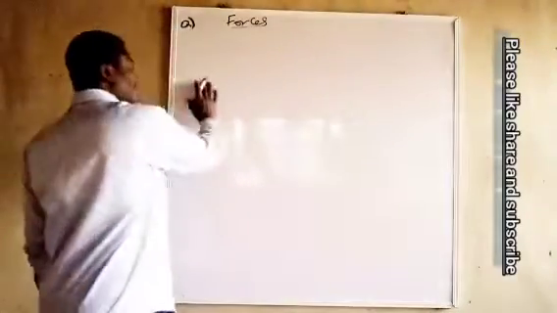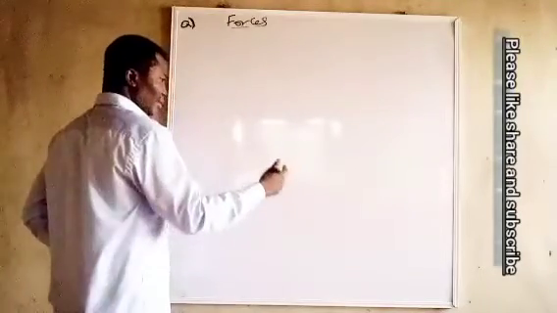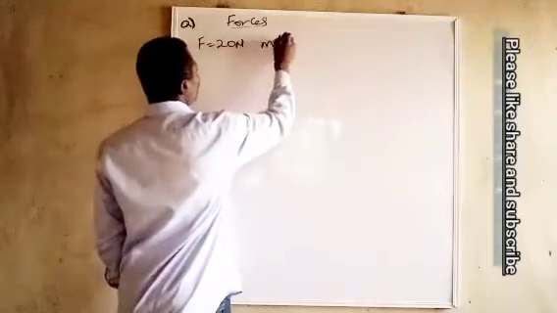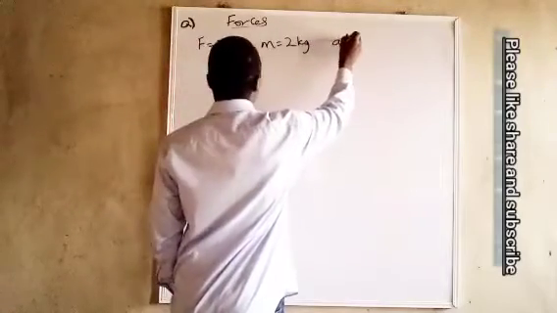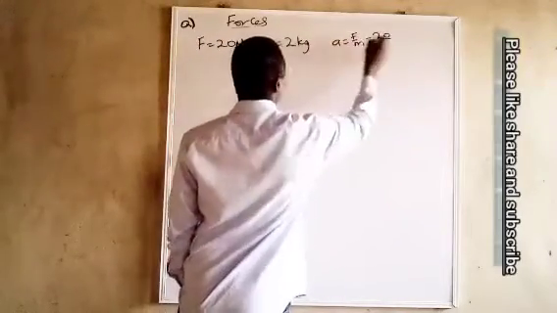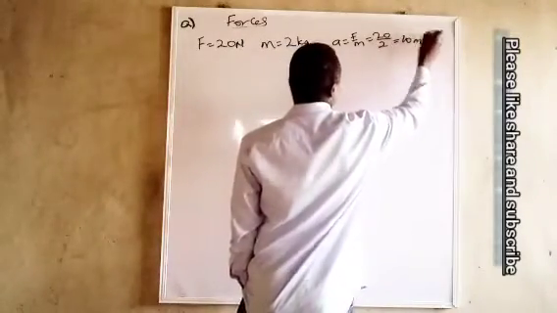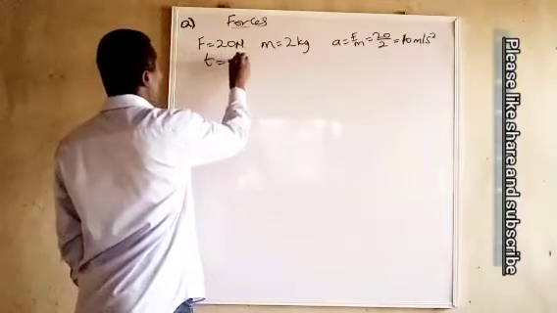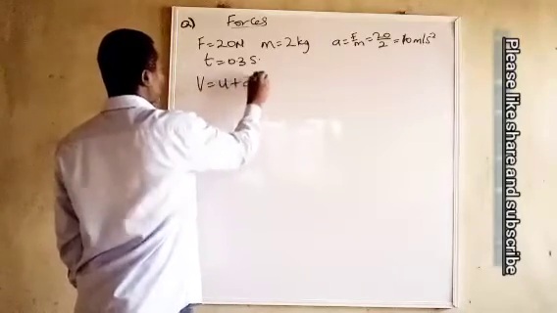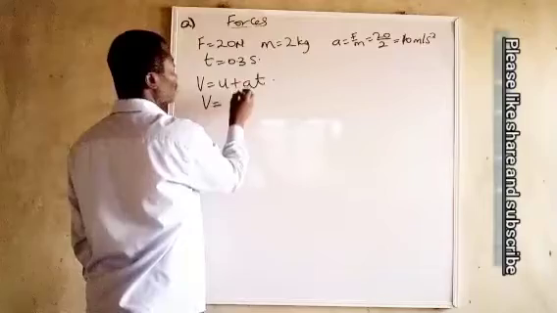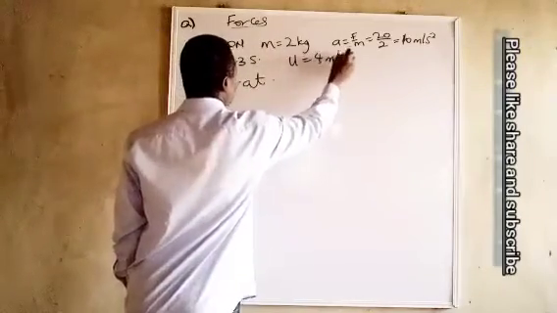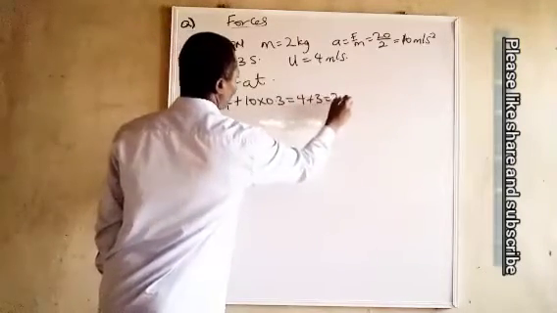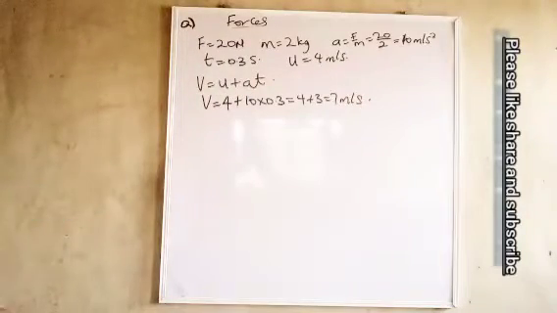Another way to look at it is calculating the acceleration and then using the equation of motion to get the final velocity. If F equals 20, m equals 2 kg, so acceleration a is F over m, which is 20 over 2, and that is 10 meters per second squared, since it is in the direction of the motion of the body. And we are told that the time t is equal to 0.3 seconds. We know that v equals u plus at. Therefore, v is equal to 4 plus 10 times 0.3, which is 4 plus 3, and that is 7 meters per second. So you can also look at it from this angle.